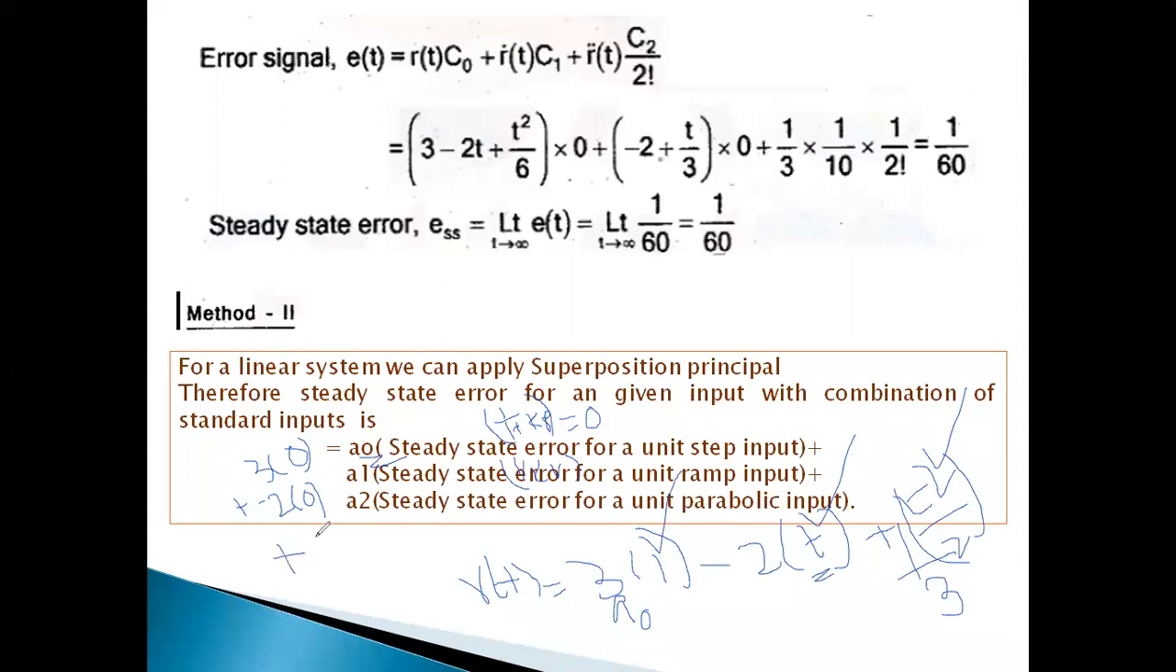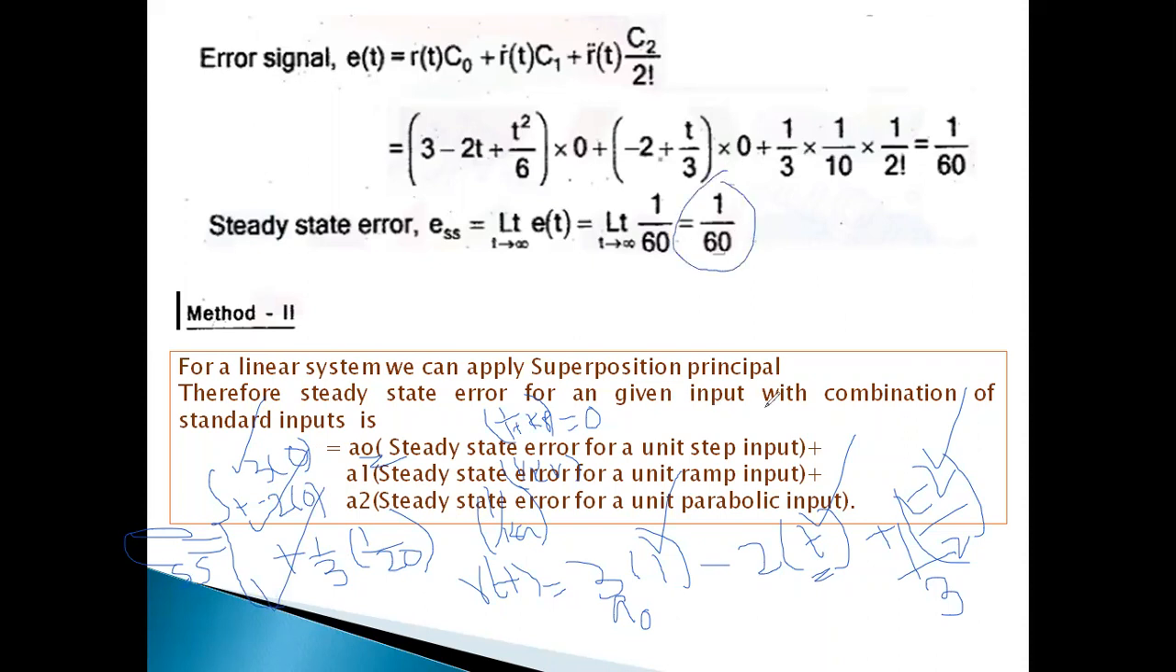Third term is 1 by 3. The steady state error we have obtained, that is 1 by 20. We have already calculated 1 by Kp, 1 by Kv, 1 by Ka, acceleration error constant. So Ka is 20. So I have substituted 1 by 20. So combination of these three, steady state error ESS is equal to steady state error due to unit step, steady state error due to unit ramp, steady state error due to parabolic input. So answer is 1 by 60.